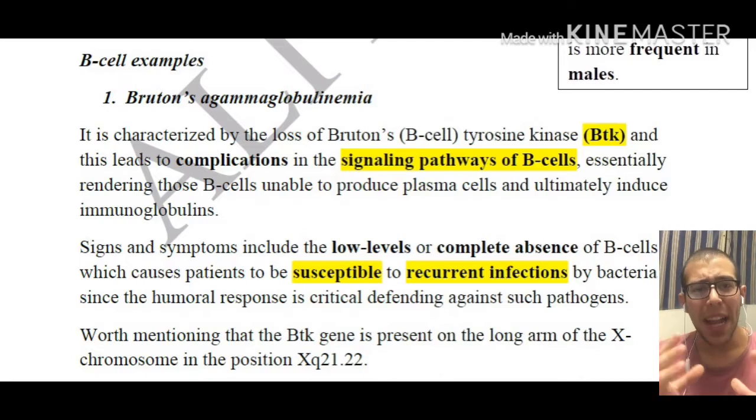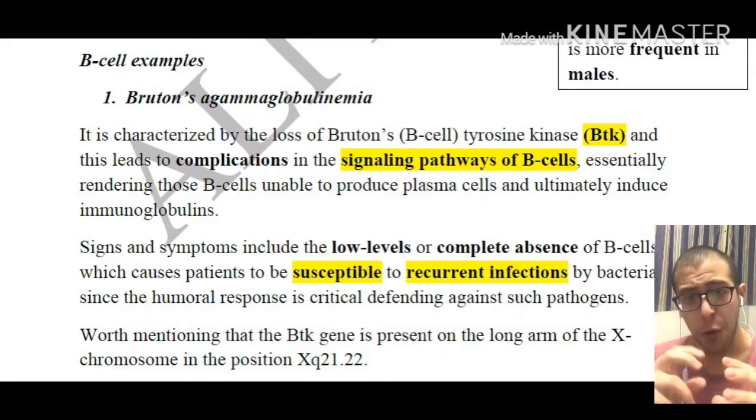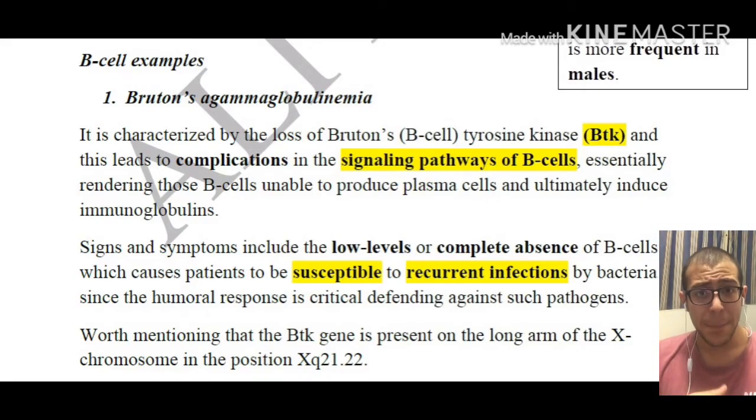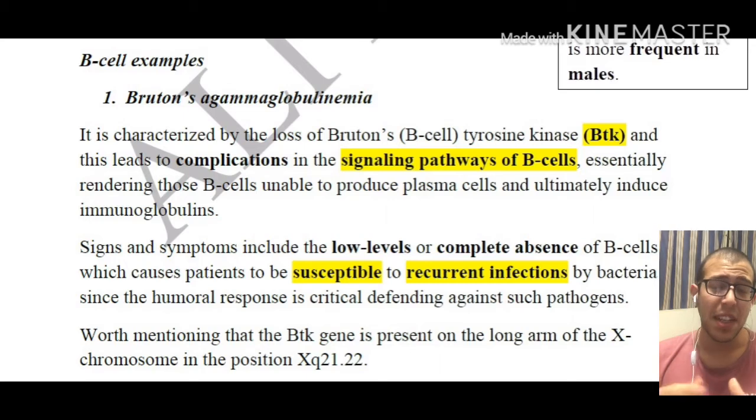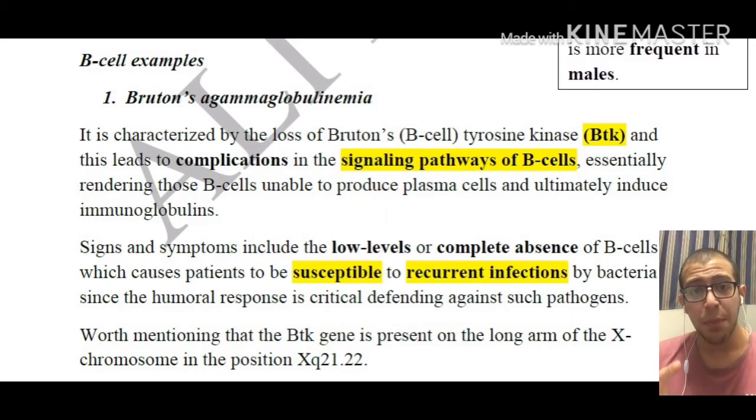Now, as we all know, plasma cells are going to be giving us antibodies, so if we have a problem related to the formation or the production of these mature B cells, or plasma cells in this case, then we're not going to be having any antibodies, or the antibodies are going to be in very few numbers. So some symptoms include low levels or the complete absence of B cells, which causes patients to be susceptible to recurrent infections, since we also know that B cells or plasma cells are going to be producing memory B cells, and these are going to be very important to protect against recurrent infection.